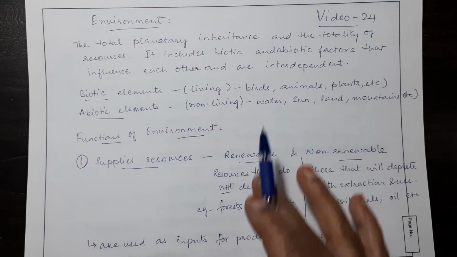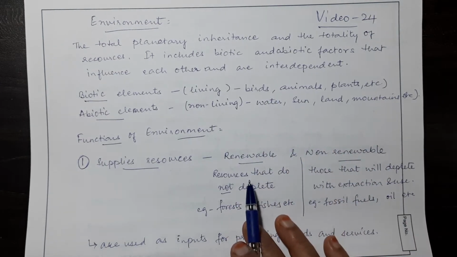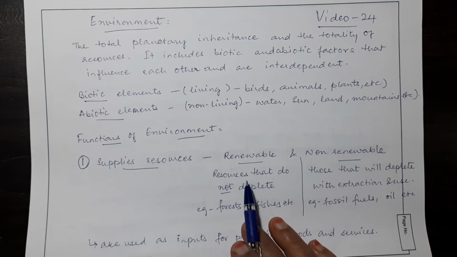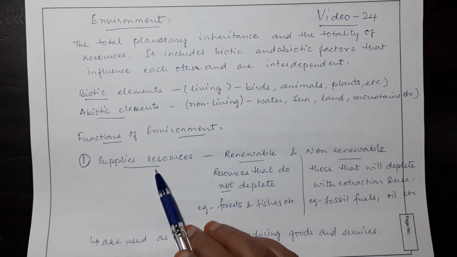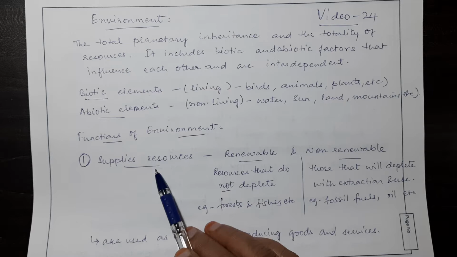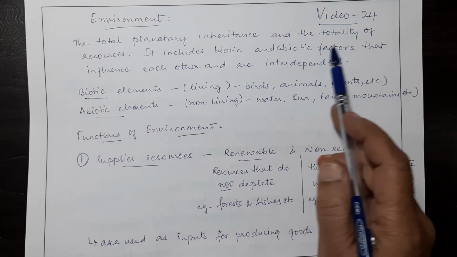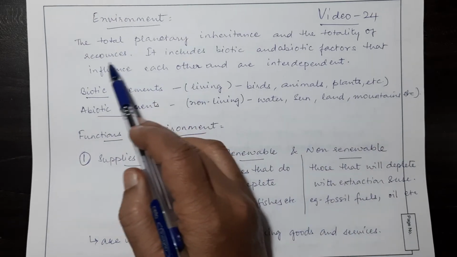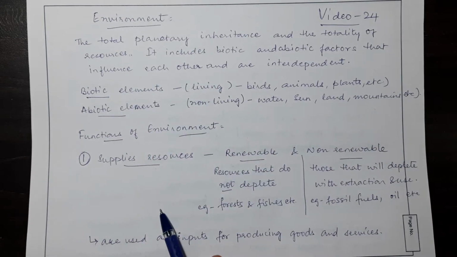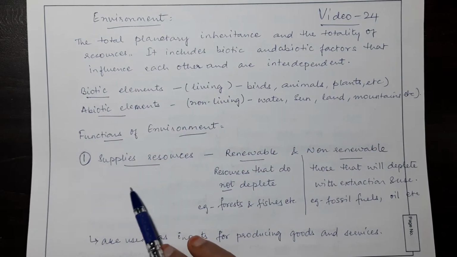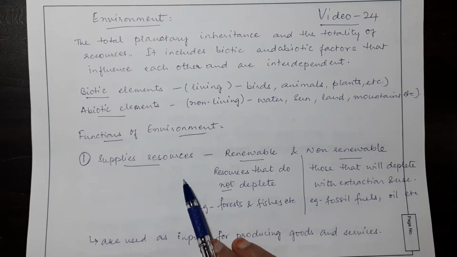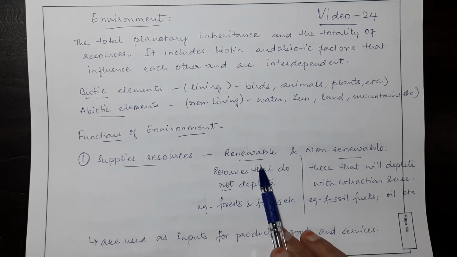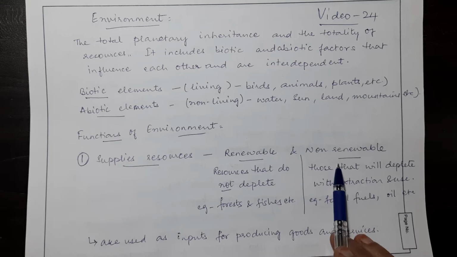So what does this environment do? Let's look at the functions. The first and the most important function is that it supplies resources. And that is what is in the definition, isn't it? The totality of resources. So that's the most important function of environment, that it supplies us with resources. Resources which are renewable and non-renewable resources.